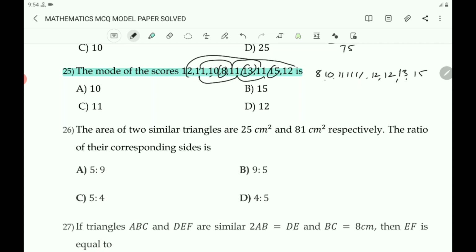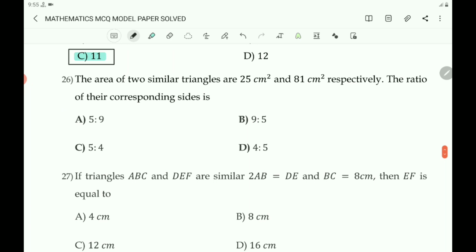Now you count the number of scores. 1, 2, 3, 4, 5, 6, 7, 8, 9. 9 are there. And the most repeated score is 11. So what is the mode? Mode, the most repeated score, is 11. Therefore the mode is 11, option C. Next you take question number 26.